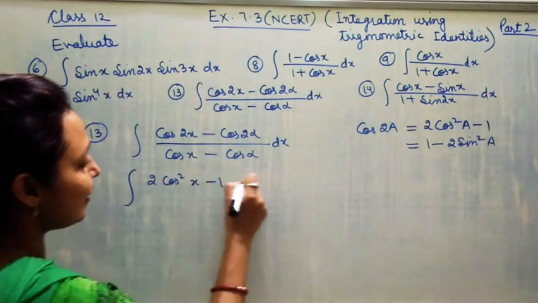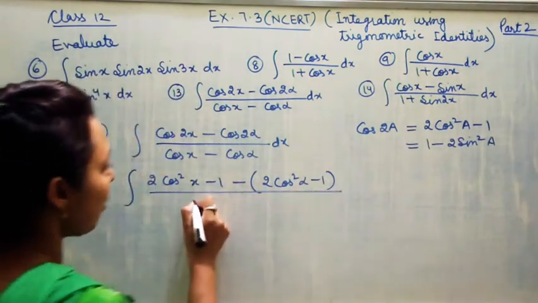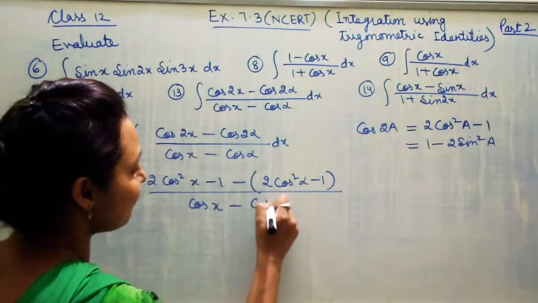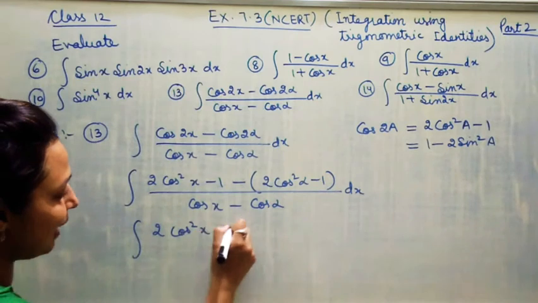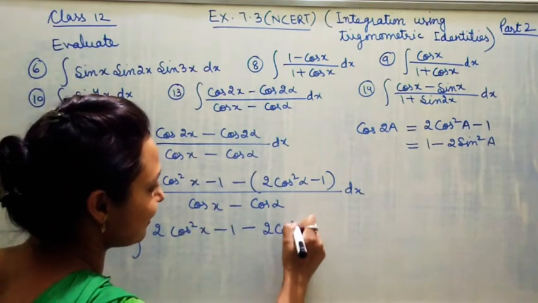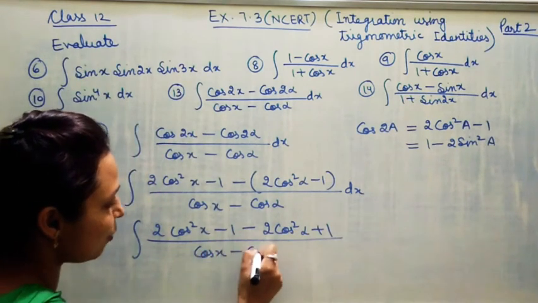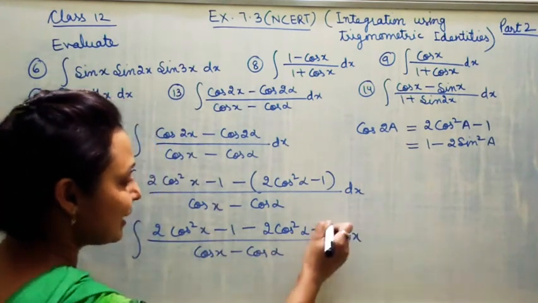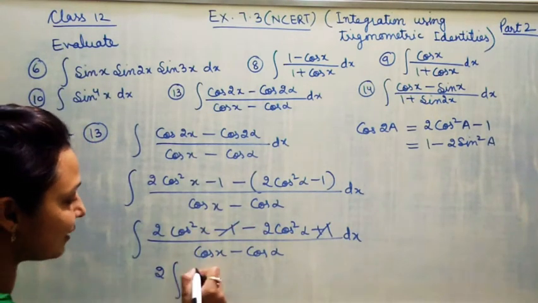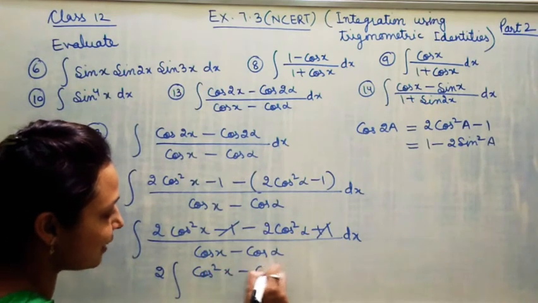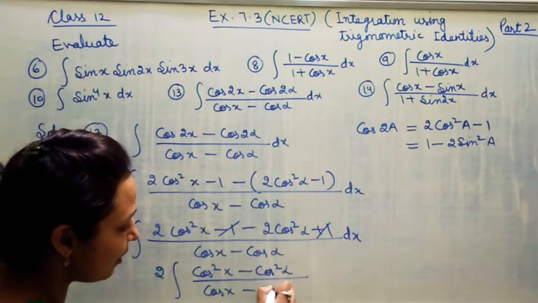The integral of 2 cos square x minus 1 minus 2 cos square alpha minus 1, upon cos x minus cos alpha, dx. Now what is cancelled here? 2 cos square x minus 1 minus 2 cos square alpha plus 1, upon cos x minus cos alpha, dx. This and this will cancel. 2 and 2 is common, so I will take 2 as a common factor. It is cos square x minus cos square alpha divided by cos x minus cos alpha.